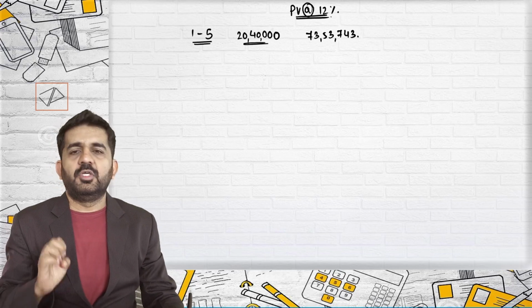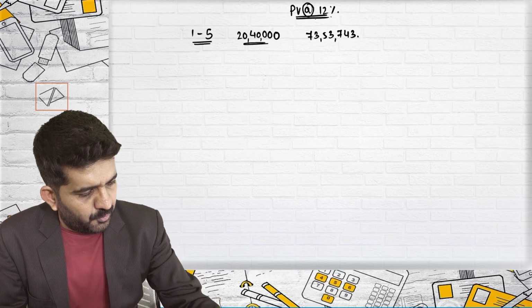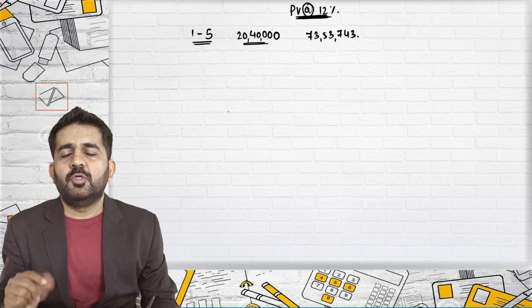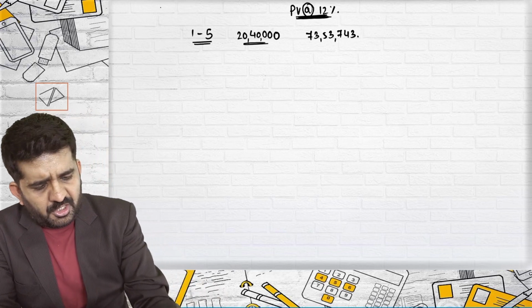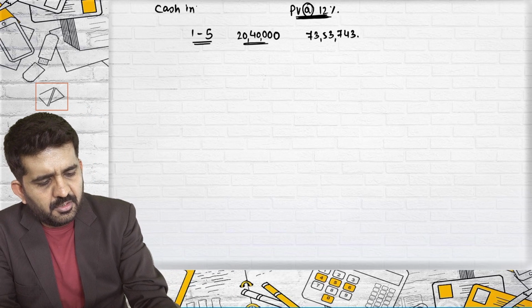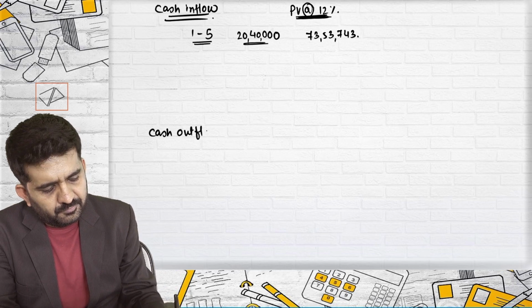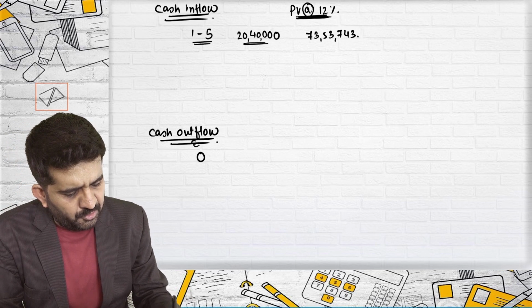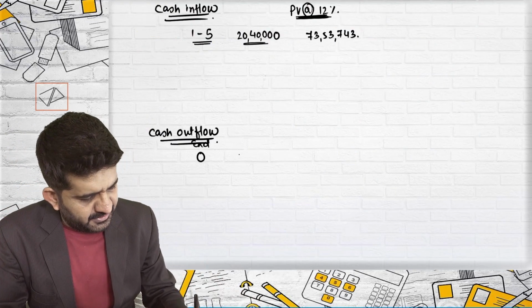Alright. Now, let us go to working capital. This is the present value at the rate of 12%. Alright. What is working capital? Can you tell me? These are all cash inflows. These are inflows. Let me also write down cash outflows. At the end of 0 year, the cash outflow will be 60 lakhs.